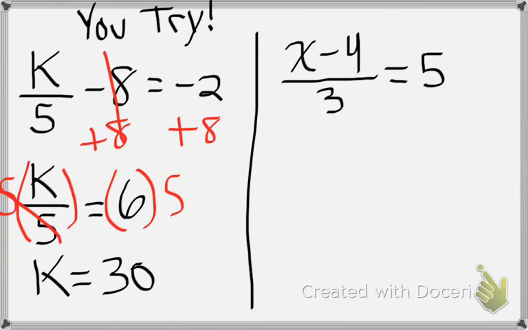Okay, so the first thing we need to get rid of is the divided by 3. And a lot of you might be thinking, well, hey, wait a minute. Subtraction comes later in the order of operations than division does. So why all of a sudden are we moving the 3 first? And here's the reason.